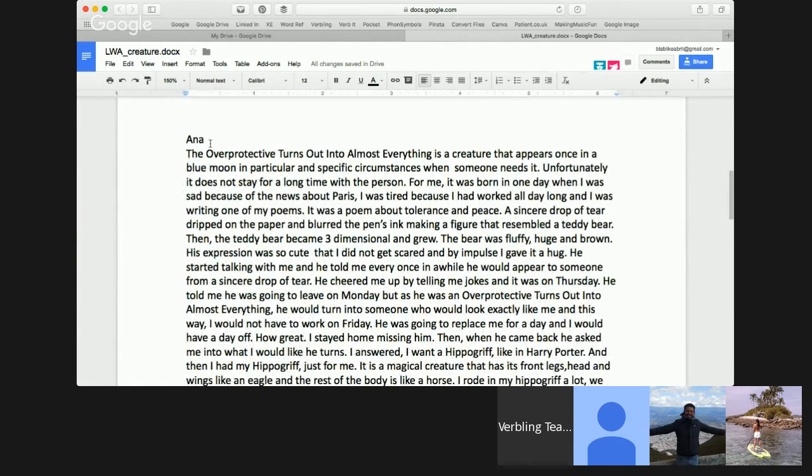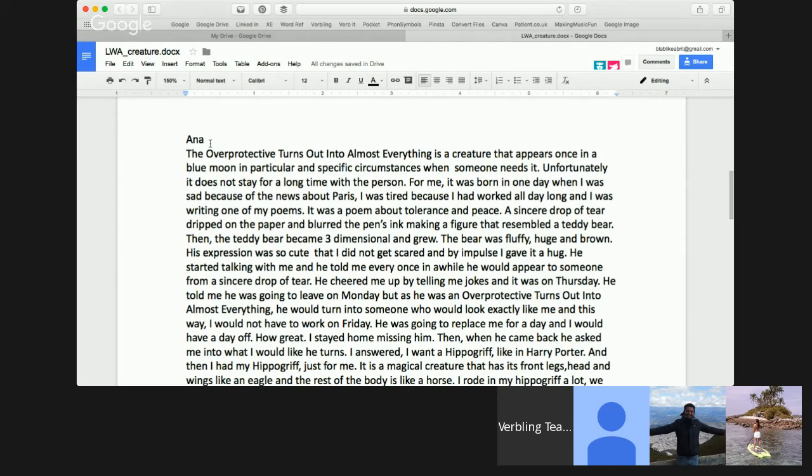The overprotective turns out into almost everything is a creature that appears once in a blue moon in particular and specific circumstances when someone needs it. Unfortunately, it does not stay for a long time with the person. For me, it was born in one day when I was sad because of the news about Paris. I was tired because I had worked all day long and I was writing one of my poems. It was a poem about tolerance and peace.